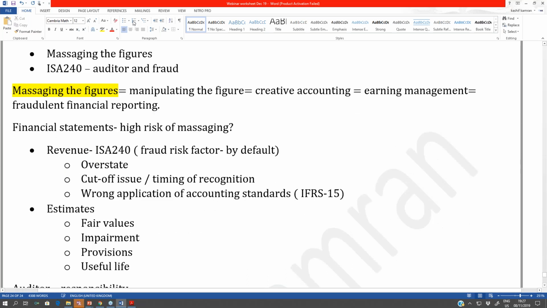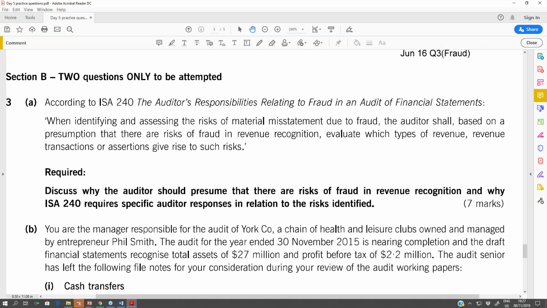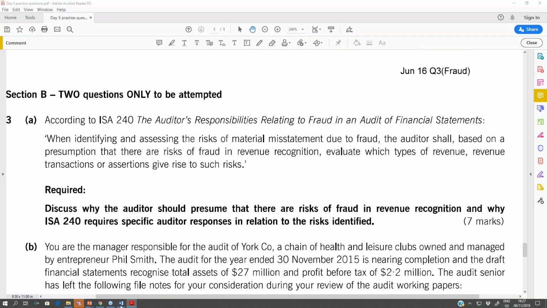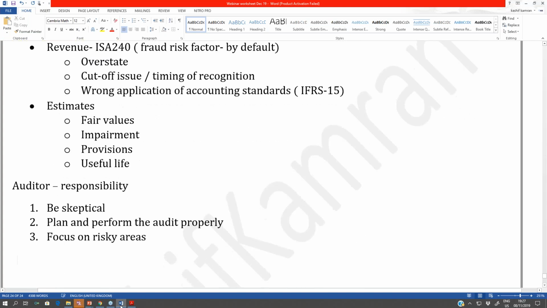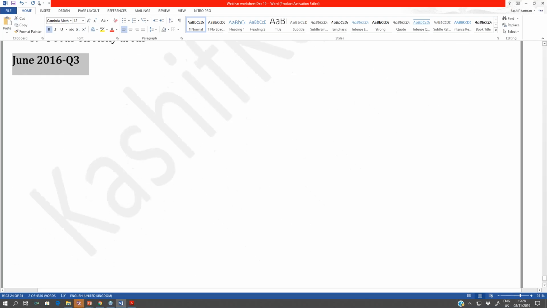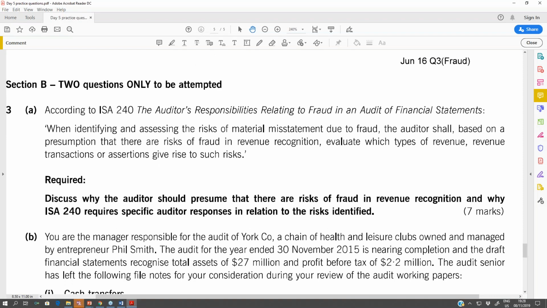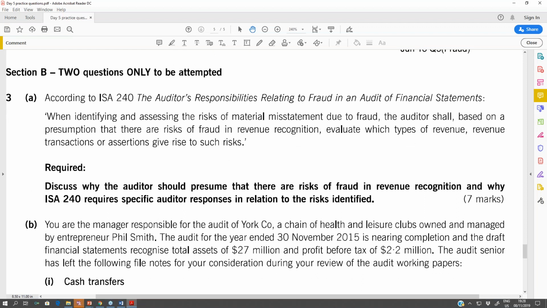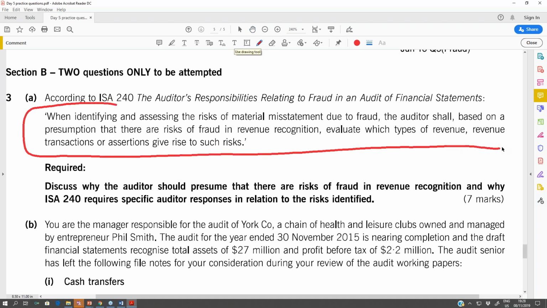Now let's see what is the question asking us in this exam setting. June 16, question 3. That's the question we're taking for fraud. Okay, let's see what this question is asking us. The first requirement. I'm reading the case. It says, according to ISA 240, the auditor responsibility relating to fraud in the audit of financial statement, open inverted commas. Read this paragraph, such an important paragraph here.